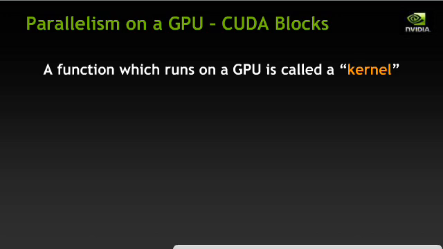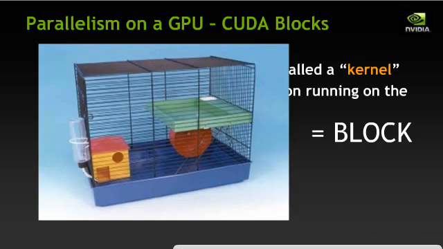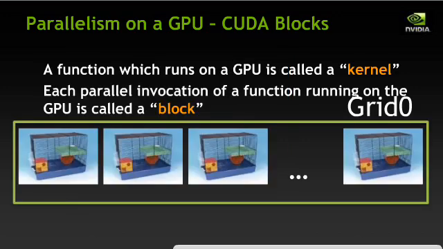And I like to think of each parallel invocation of our function, so we have our SAXPY function, when we run it, it's called a block. Now, I'm a very analogous learner. I like to learn by analogy, so I'm going to use an analogy for you guys. I like to think of a block as a hamster cage. So just go with me here for a minute. A block is a hamster cage. And when you launch a kernel on the GPU, it gets what's called a grid, because you can have multiple grids.